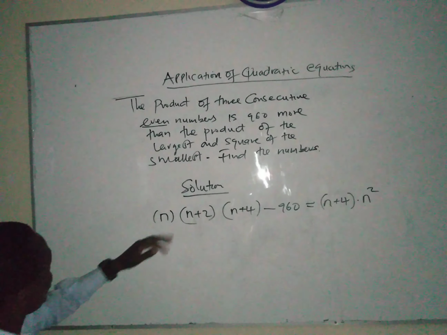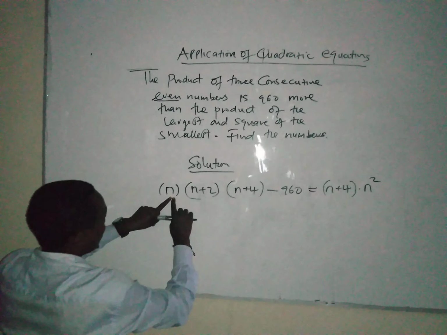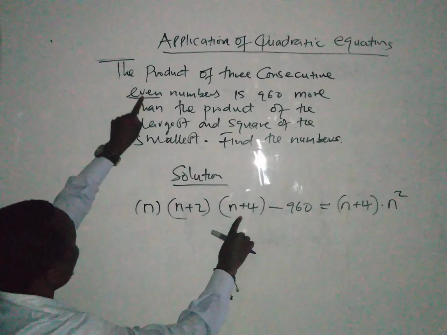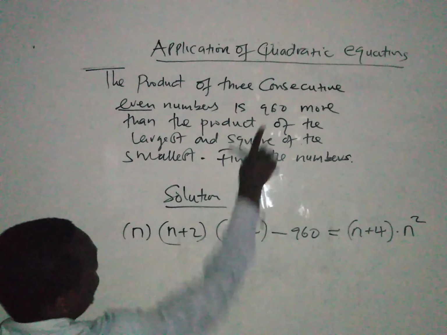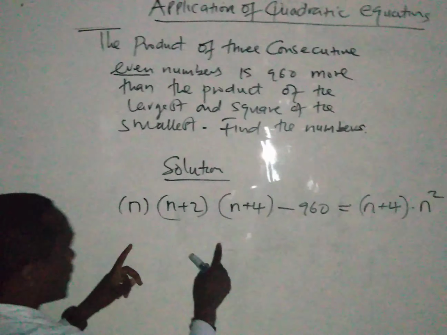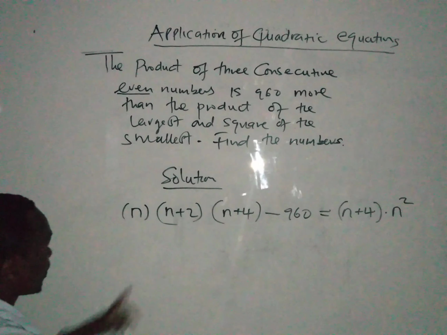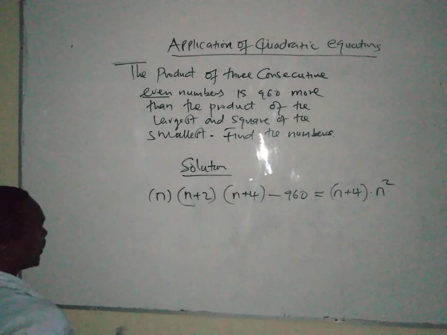And I want to break this information down. We are told that the product of three consecutive numbers, that is the first, second, and third, which are even, is 960 more. So meaning that if you add 960 to this side or you subtract 960 from this side, they are all going to be equal. So let us work out and see what the value of n will be.